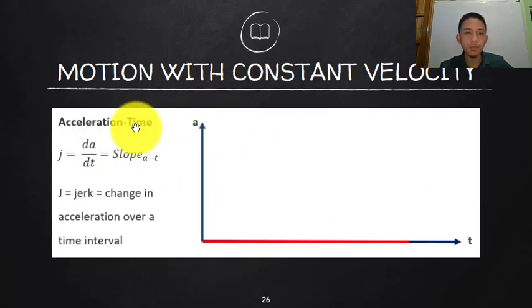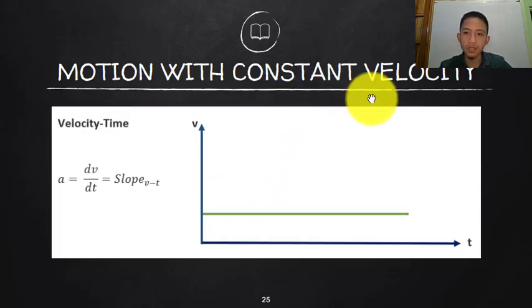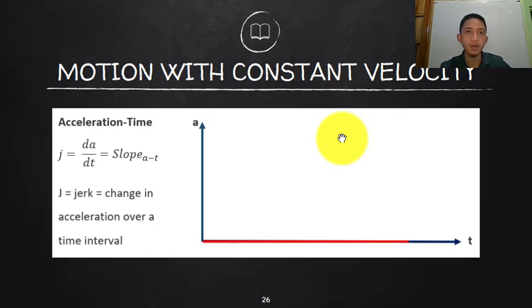How about your acceleration versus time? When do we have a constant velocity? If there is no acceleration, isn't it? So the graph of that is of course just a straight line which is 0.